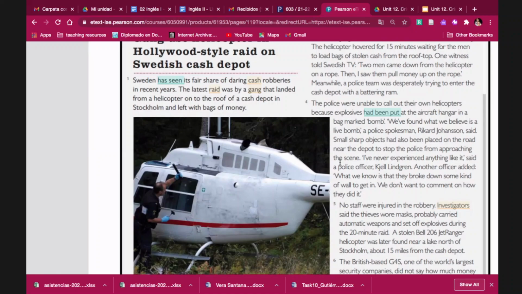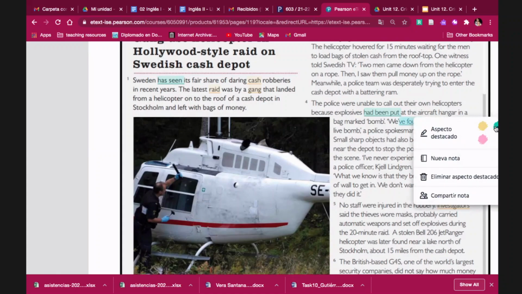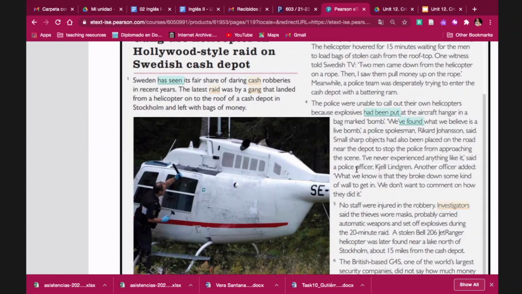Alejandro? Below that sentence is another example. It says, we found what we believe is a light bomb. Exactly. Sorry, we have found. Yes, we've found. So yes, this is another example of present perfect. Okay, good. Thank you. Okay. So Angel, what about reported speech and direct speech? Can you give us some examples you found?